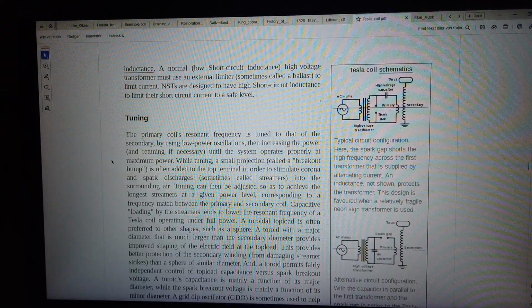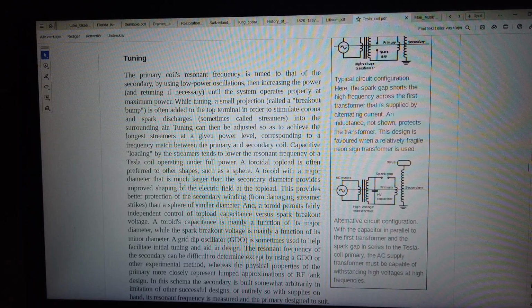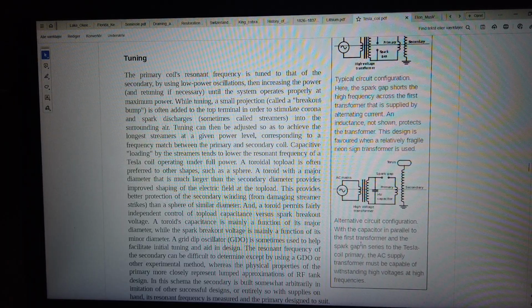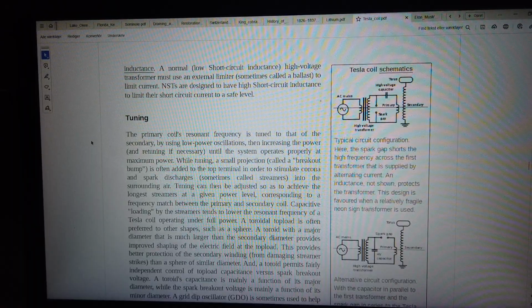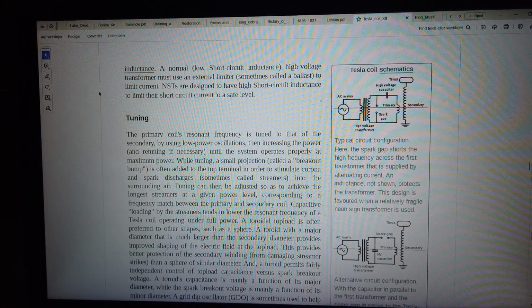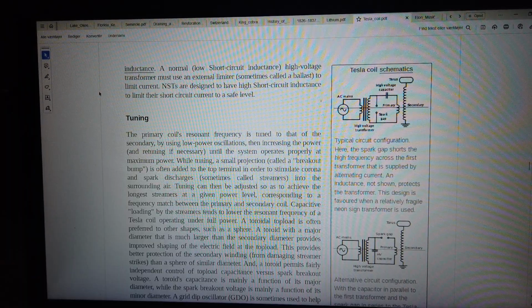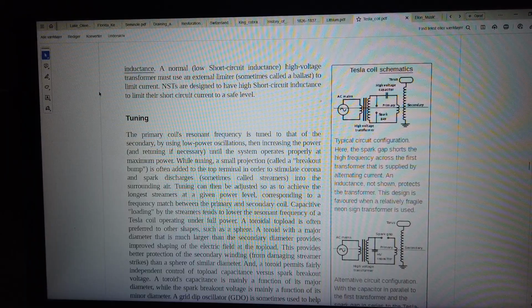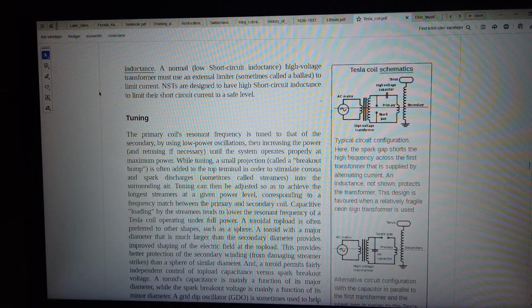Alternative circuit configuration. With the capacitor in parallel to the first transformer and the spark gap in series to the Tesla coil primary, the AC supply transformer must be capable of withstanding high voltages at high frequencies. Inductance. A normal, low short-circuit inductance, high-voltage transformer must use an external limiter, sometimes called a ballast, to limit current. NSTs are designed to have high short-circuit inductance to limit their short-circuit current to a safe level.